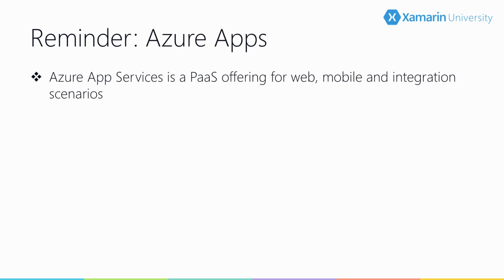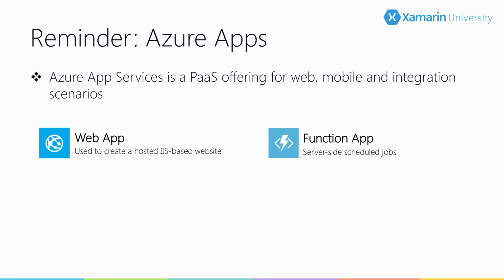We're going to be working with Azure App Services. Now remember that this is a category of applications you can build in Azure, which include things like web apps to create public websites hosted in IIS. This is typically done with ASP.NET MVC. You could create function apps to allow you to create server-side jobs. These might do periodic tasks like cleaning up a database. We can create mobile apps to create standard REST-based web services to access a database or a web API.